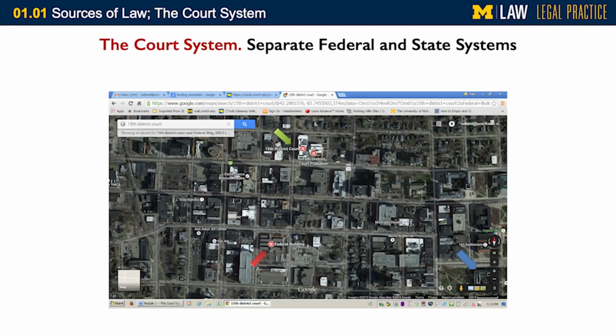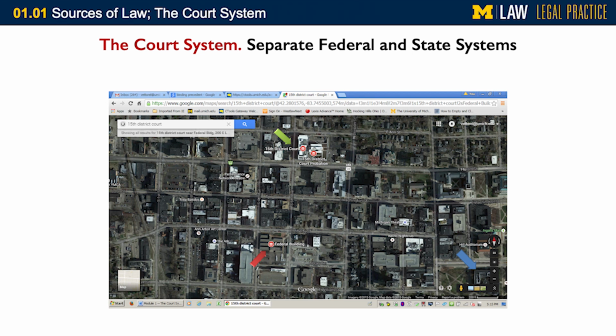Importantly, most of the common law in the United States is state law. There are only very limited areas of federal common law. For example, there is no federal tort of assault. The court system. Let's turn now and look at the court system.